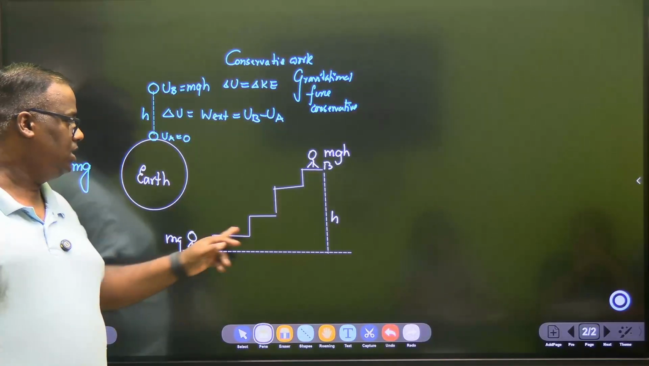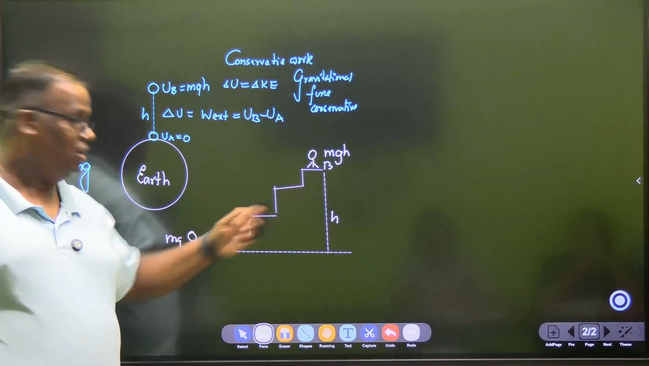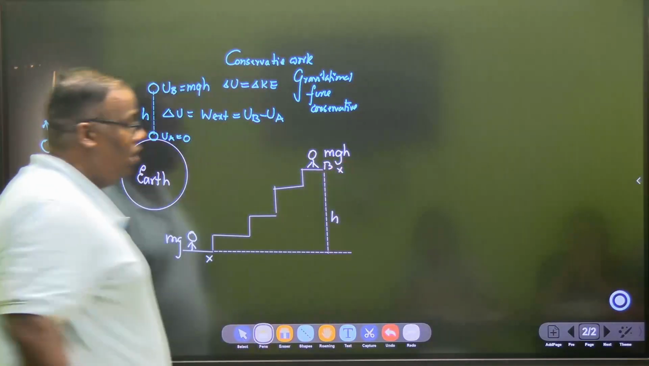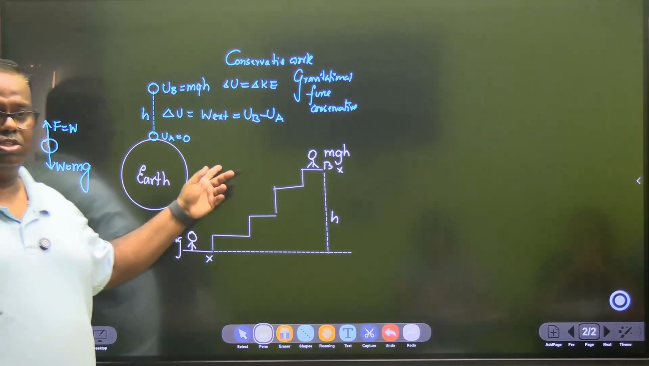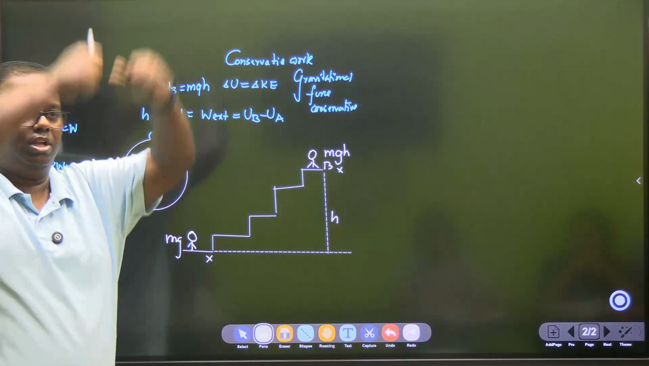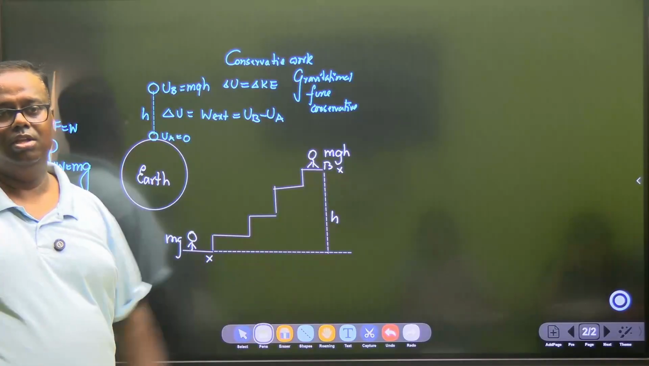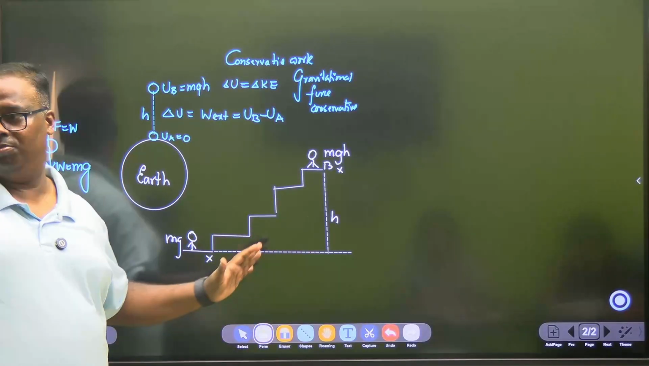In potential energy, it doesn't matter how you went. Only the initial and the final position matter. Even if I had pulled him up by a rope, or by his hair in this manner and taken him up, the potential energy would be the same. Because if you drop him from here to here, the energy that he will spend will be the same.